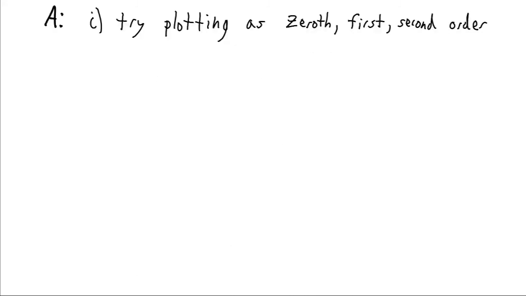Our strategy is that we're going to try to plot this, assuming that it's a zeroth order reaction, and that it's a first order reaction, and that it's a second order reaction, and we'll see which one works. Now, of course, if you're doing this yourself and you find one fits, you can stop there. You don't have to try out the other ones.